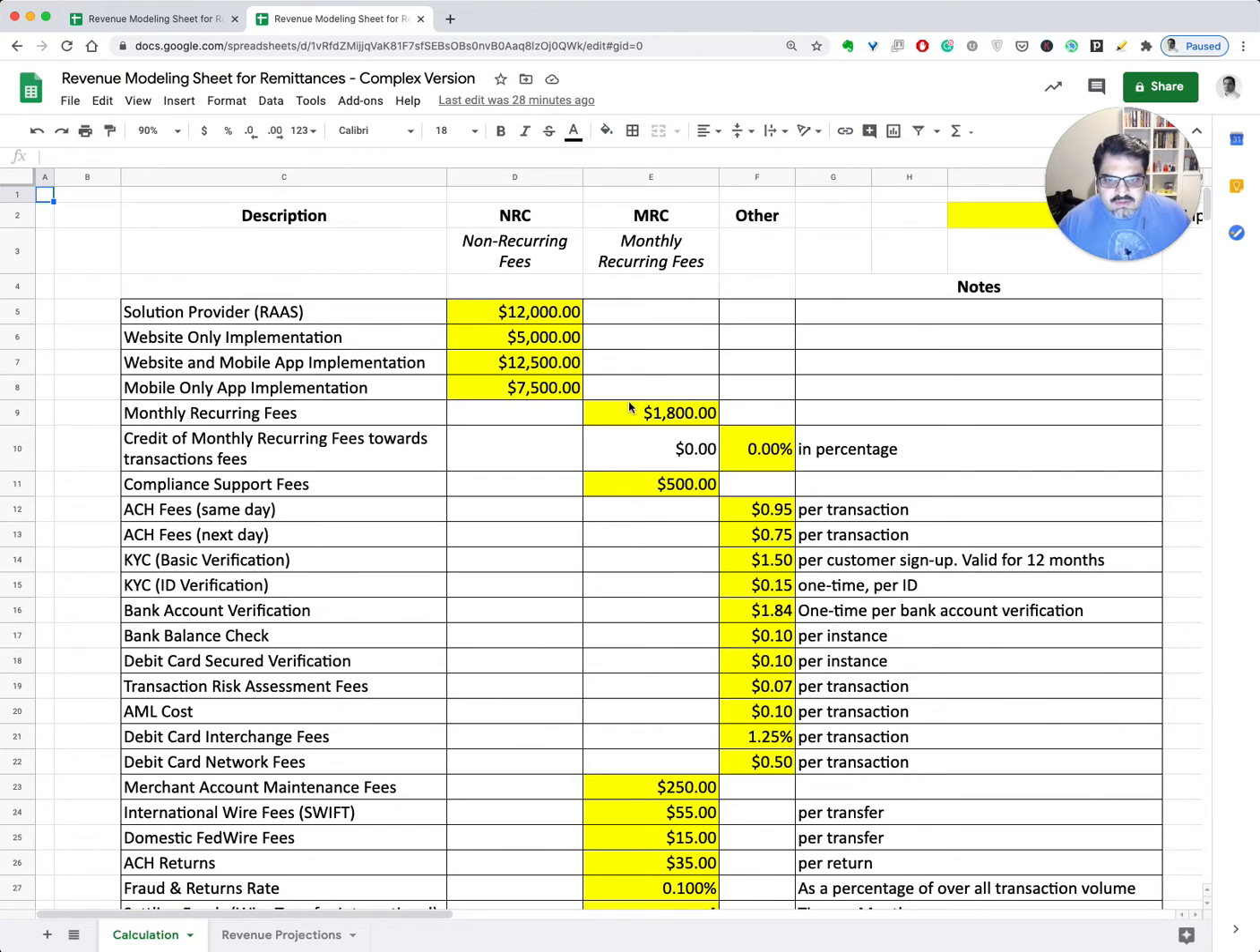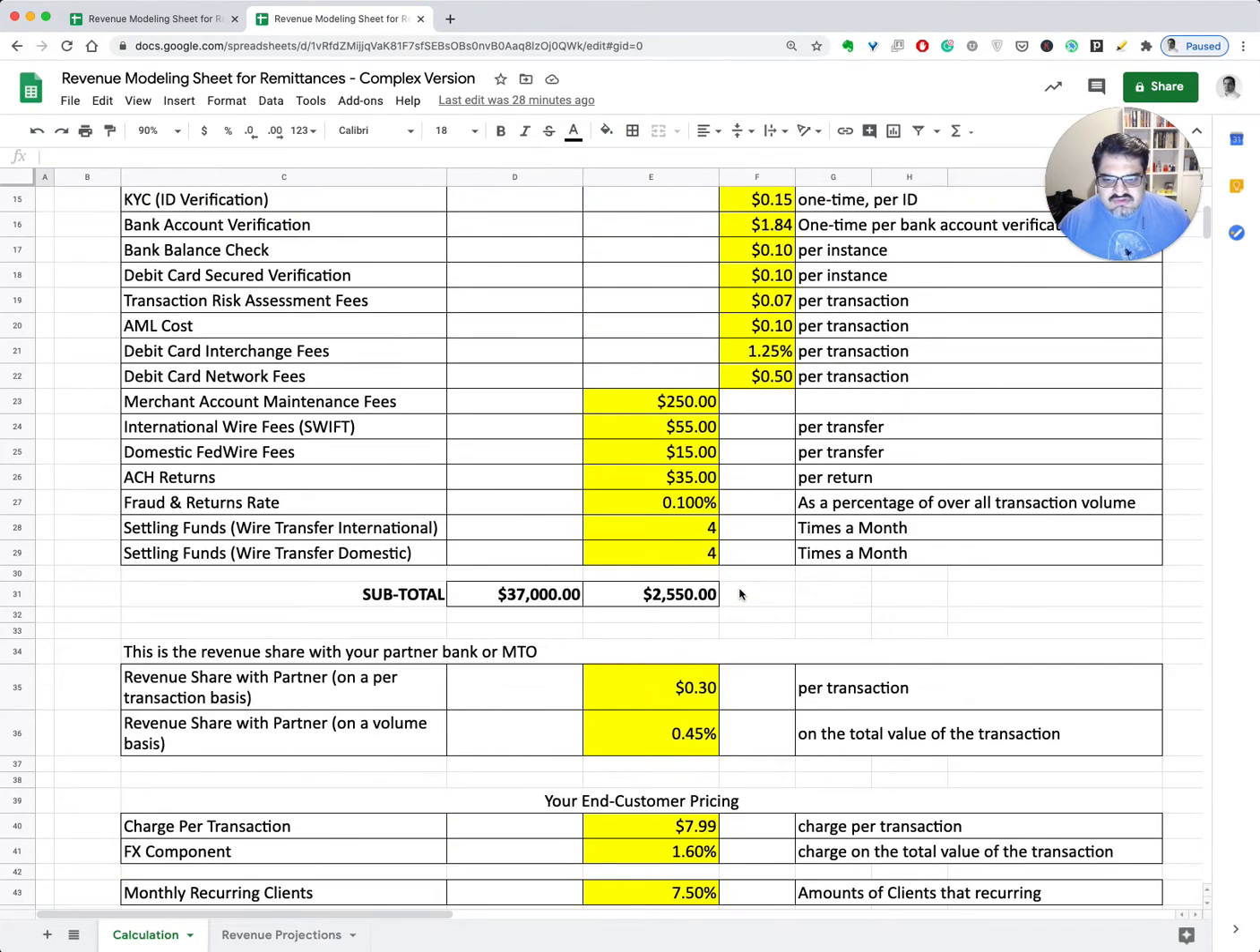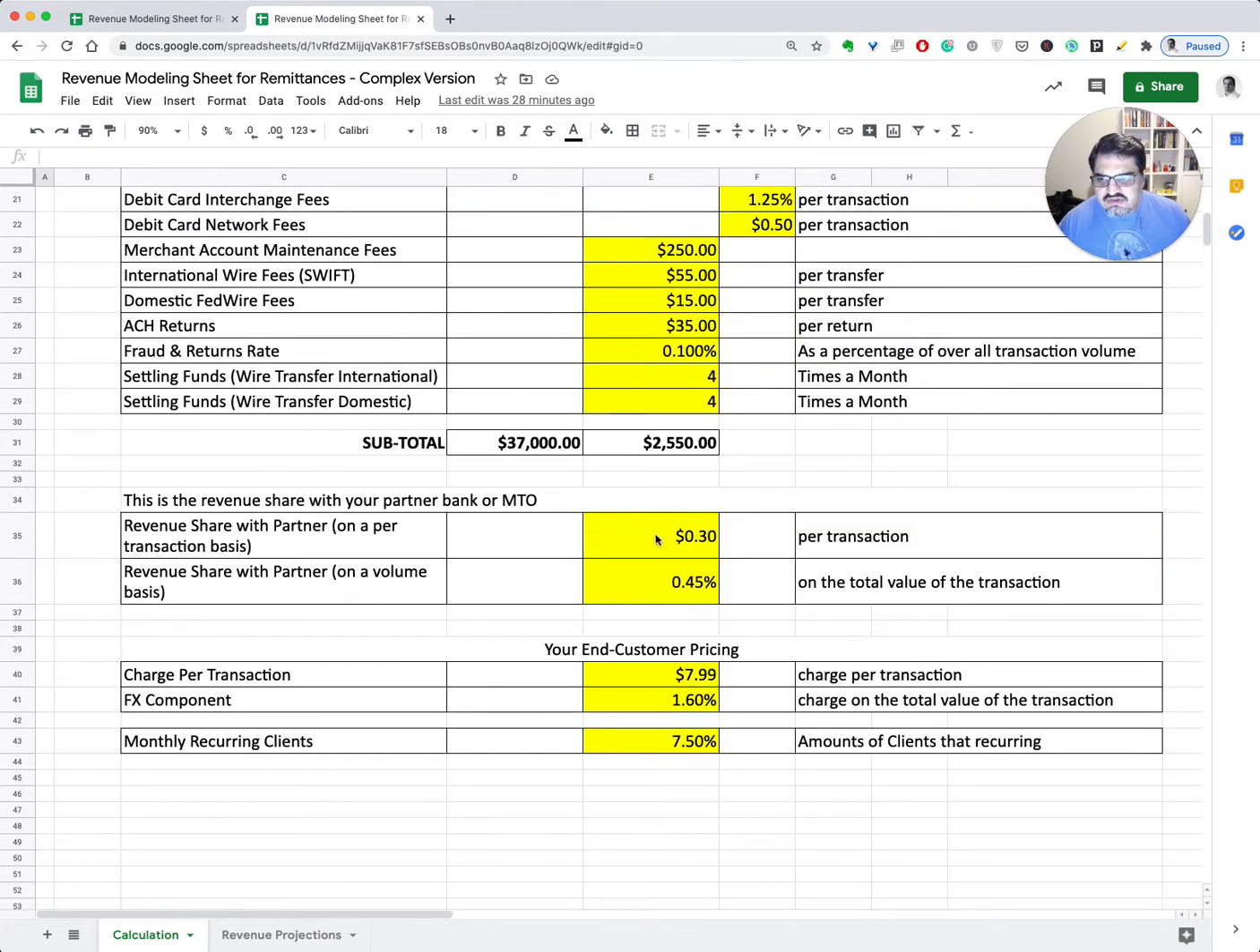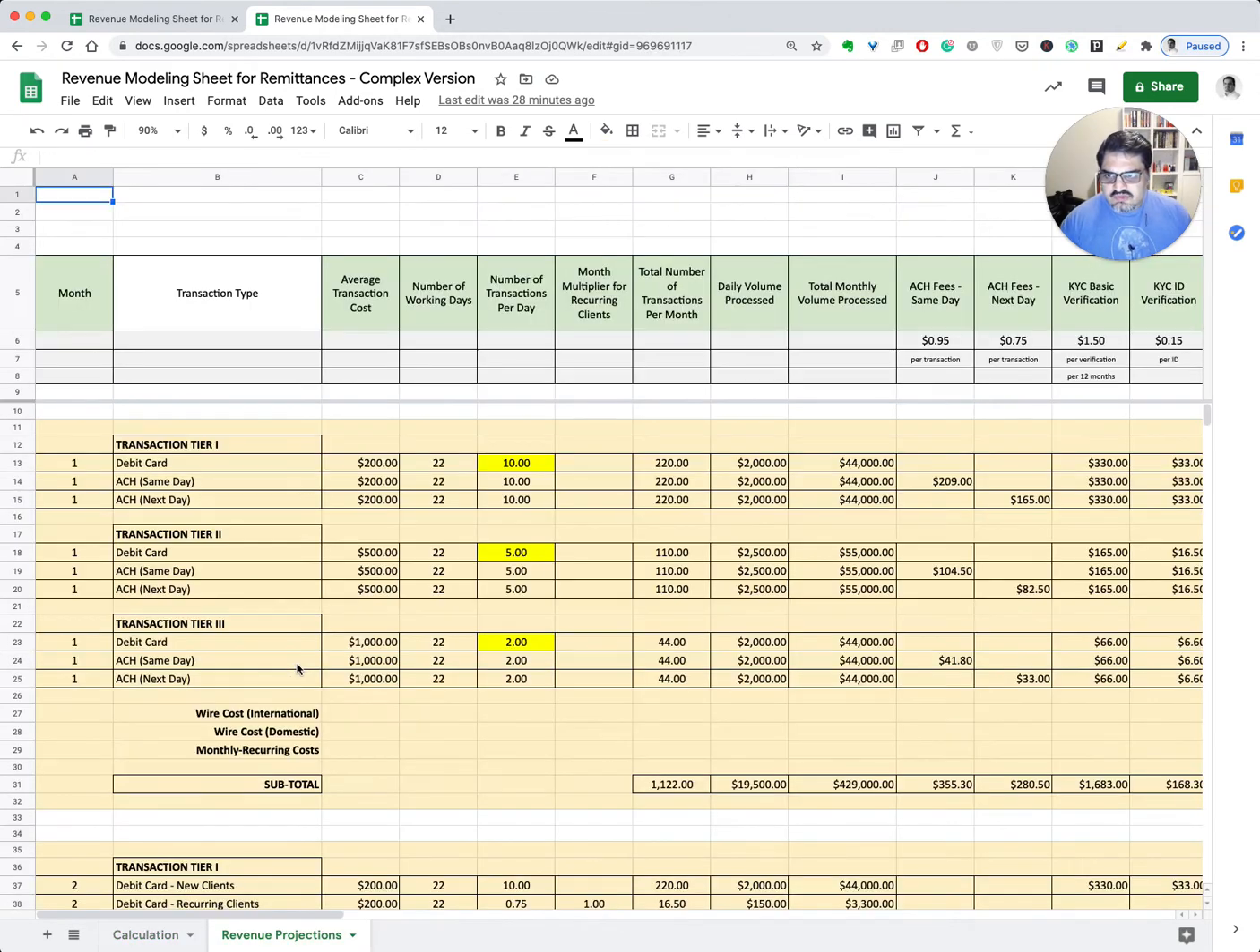And anything in the yellow over here is where you can input your own values. And we have things like what's the revenue share with your MTO or the sponsor, what's the FX revenue share, what are you selling it for, what's the monthly recurring clients, the amount of clients that will recur every month to the next month. So here's what it looks like when we go over here.